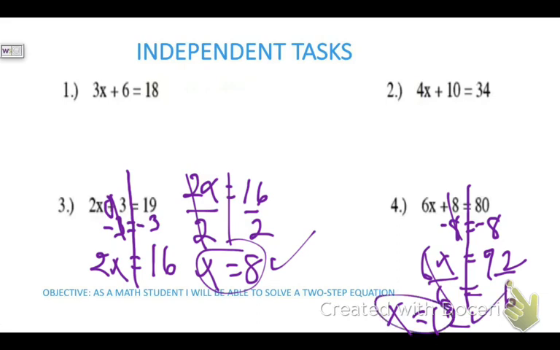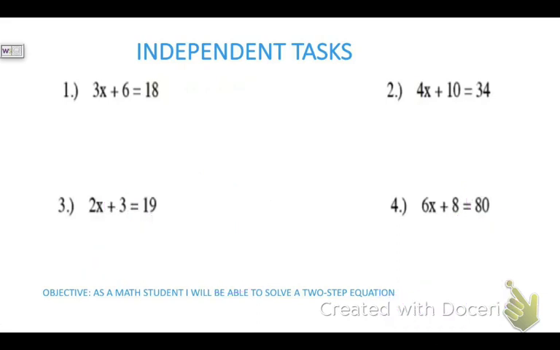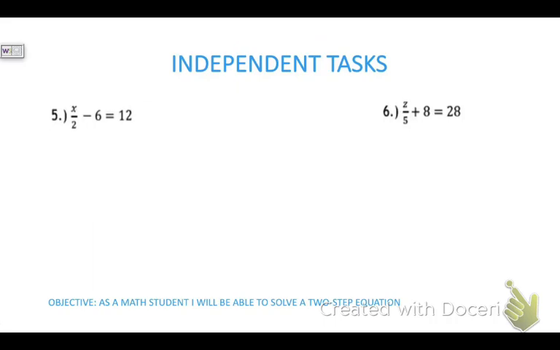Boom. All right. I hate to keep moving, but I have to because we're past 12 minutes already. All right, ladies and gentlemen, independent tasks, last 2, and then we have an exit ticket coming up and an assignment to go with it.